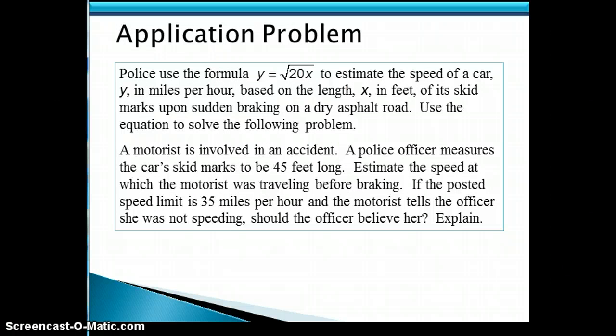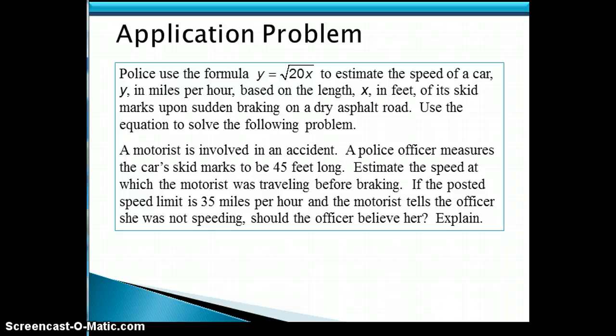Now let's look at an application of radical expressions. Police use the formula y equals the square root of 20x to estimate the speed of a car, which is represented by y, in miles per hour, based on the length, which is going to be represented by x in feet, of its skid marks upon sudden braking on a dry asphalt road. Use the equation to solve the following problem. A motorist is involved in an accident. A police officer measures the car's skid marks to be 45 feet long.